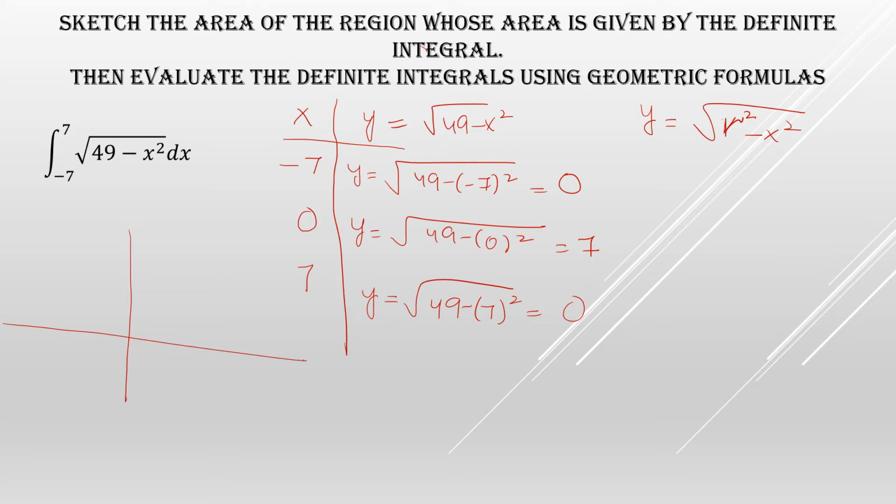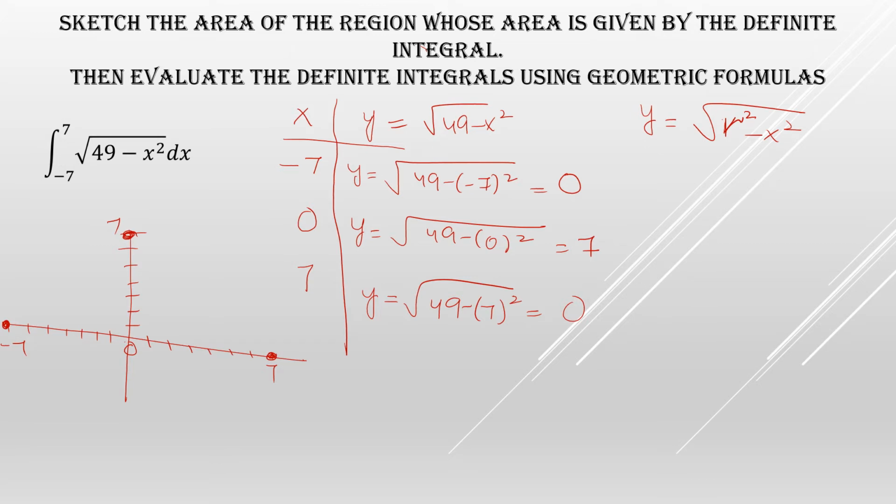Now sketch the graph very properly. 1, 2, 3, 4, 5, 6, 7 here. 0 here. 1, 2, 3, 4, 5, 6, -7 over here. 1, 2, 3, 4, 5, 6 and 7 on the top. So now sketch the graph: -7 and 0 is over here. 0 and 7 is over here, and y is 7 at x equals 0, it is here.